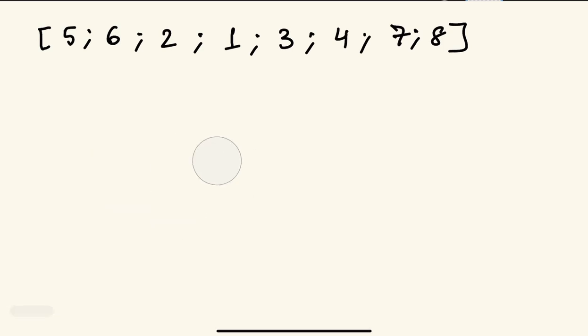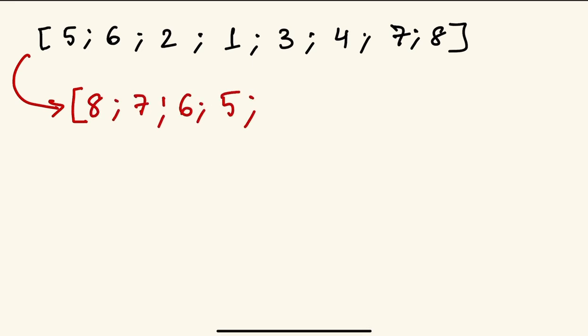I think, how about if we sort this array? Basically, I want to sort it in descending order. I will let you know why I put it in descending order. So let's say 8, 7, 6, 5, 4, 3, 2, 1.